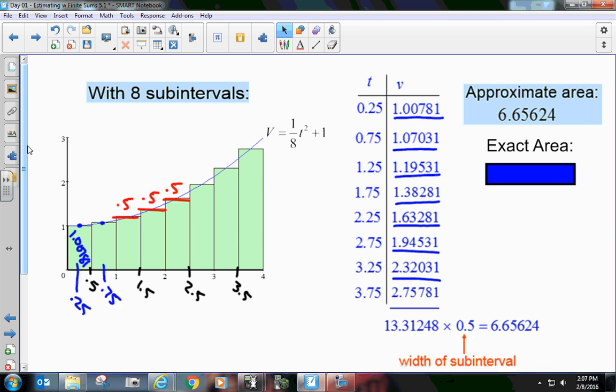6.65624. I want to know what the exact area is. Sure. 6.6 with a line over it. So 6.66. That is a lot closer than our MRAM with 4 subintervals. It's a lot closer than our LRAM and RRAM with 4 subintervals. The more subintervals you get, the more accurate you'll get to here. So what happens if there's an infinite amount of subintervals?